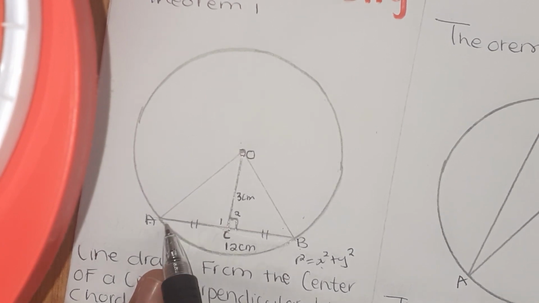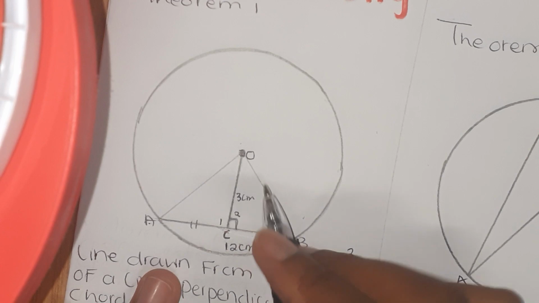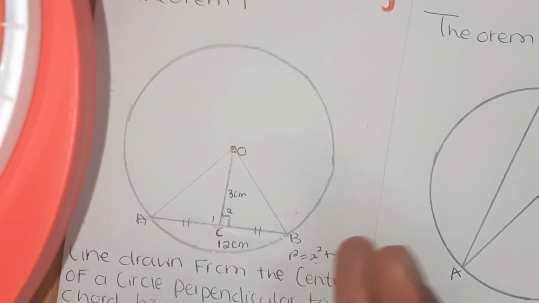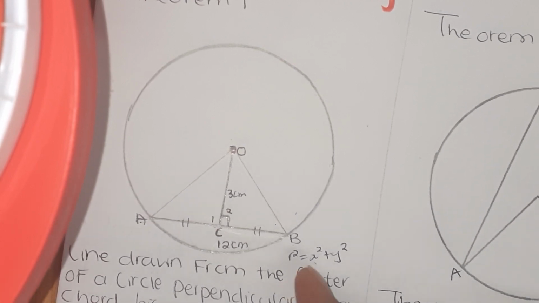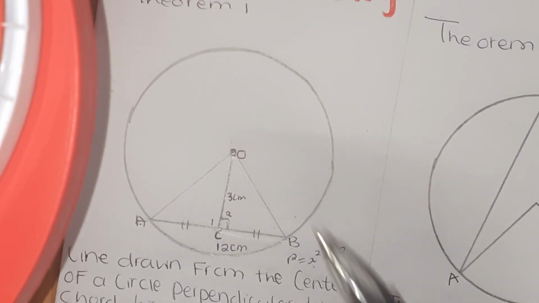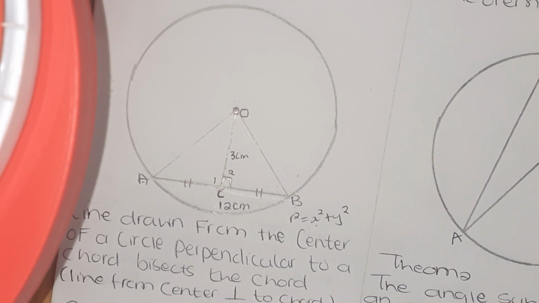Now the x, this side will be 6, and this is the y, that will be 3 squared. So you will have 6 squared plus 3 squared. You square root that, and that will be equal to this length here, right? That is how you do it when you are given that part.